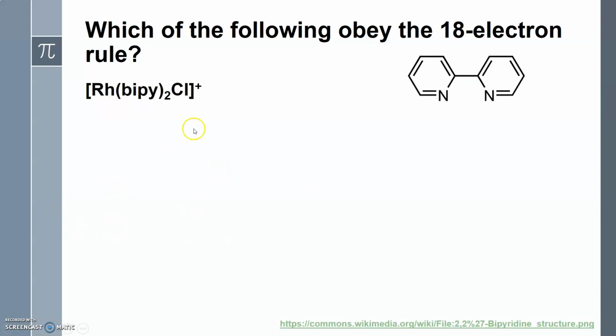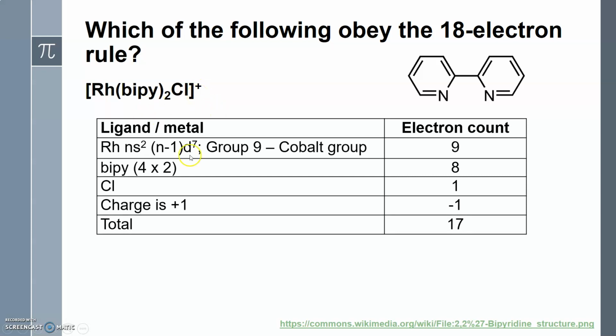The next one. Here we have an interesting part because the complex is charged. Let us do the electron count here. Rhodium belongs to the cobalt group. It is present in the second row of the cobalt group. It has an ns2 (n-1)d7 configuration.